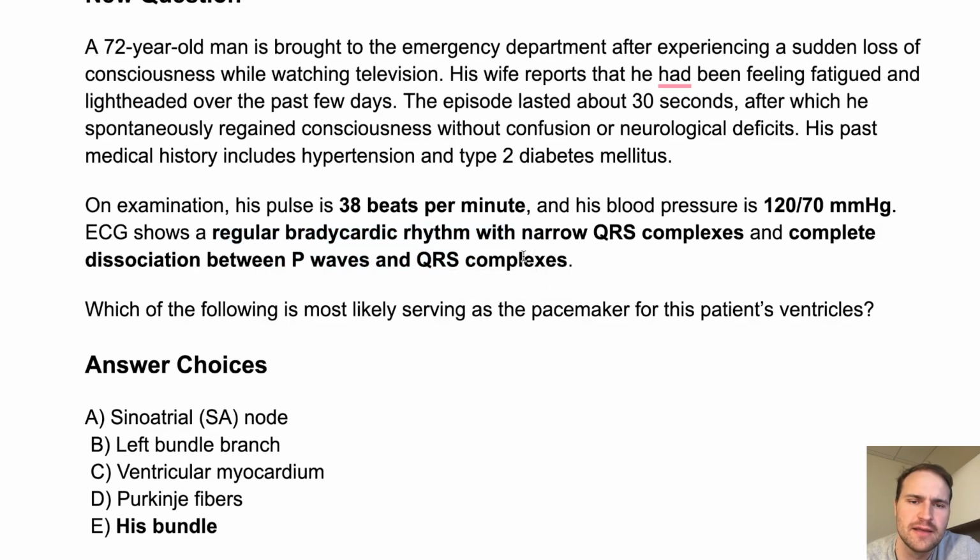Okay, so this is interesting. Complete dissociation makes us think of a third degree block, which means that the atrial contractions and the ventricular contractions are not lining up with each other. That's third degree. 2 would be Mobitz type 2. That's when it's elongating the AV node conduction and then it drops one. So it's not going to be that. It's going to be number 3.